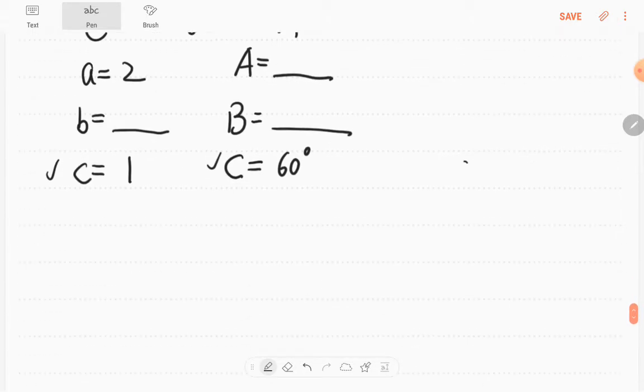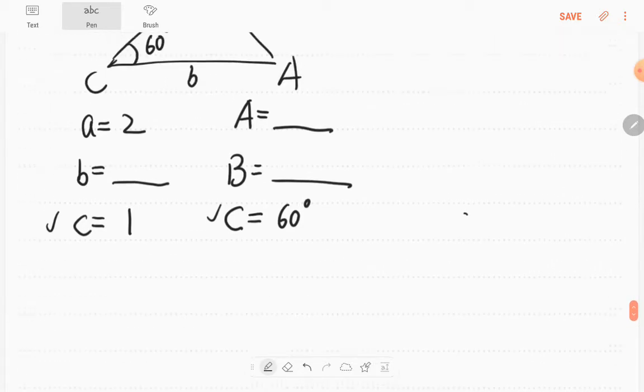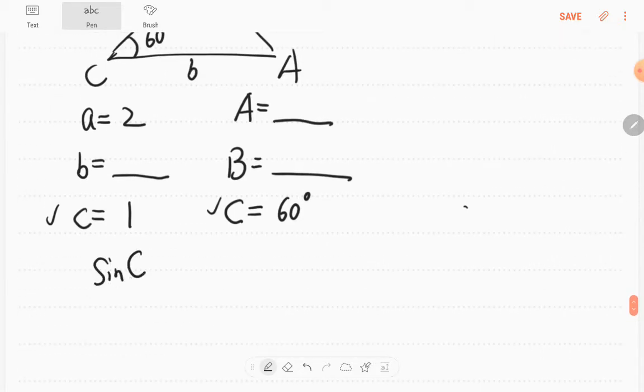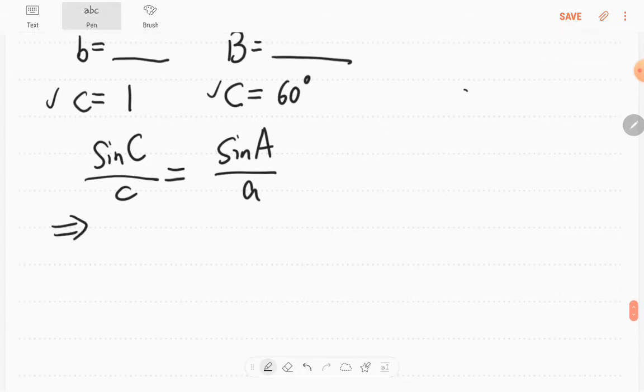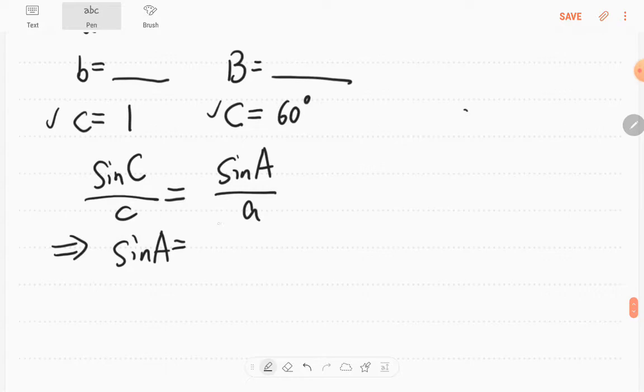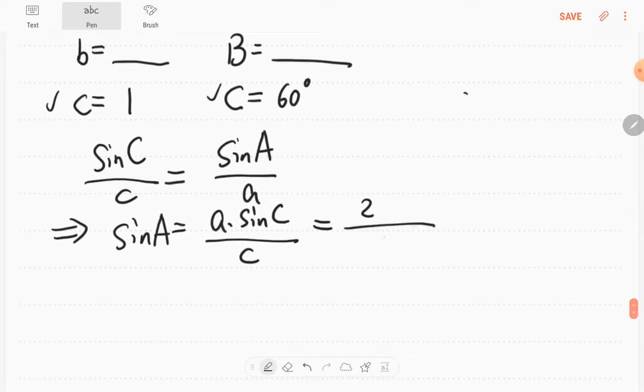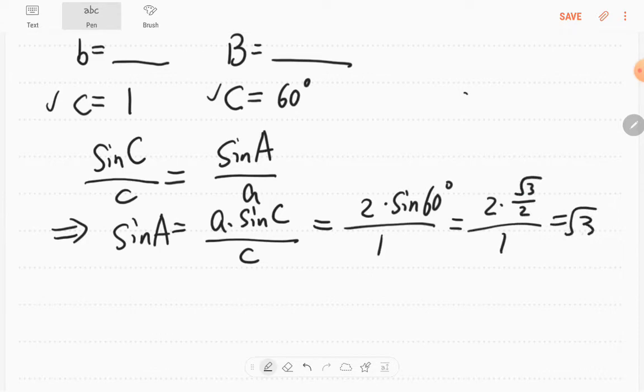So we know this pair, so we can use the law of sine to calculate the angle A, right? Sine C over C is equal to sine A over A. We solve for angle A. So sine A is equal to A times sine C over C. If you plug in the numbers, A is equal to 2, C equal to 1, and this is sine 60 degree. Sine 60 degree equals square root 3 over 2, so 2 times square root 3 over 2 is square root 3. So the sine value equals square root 3.